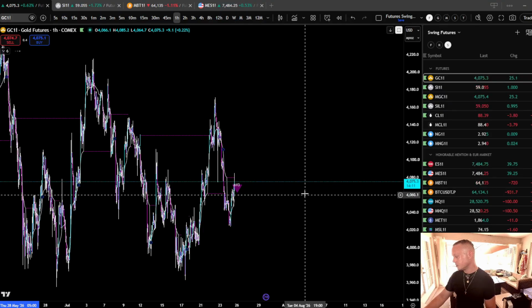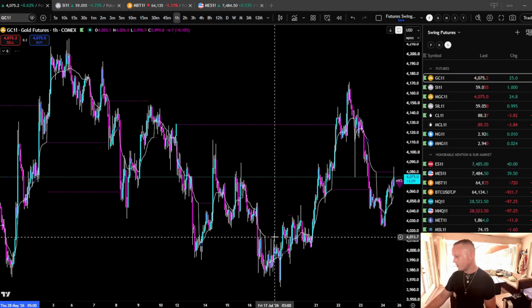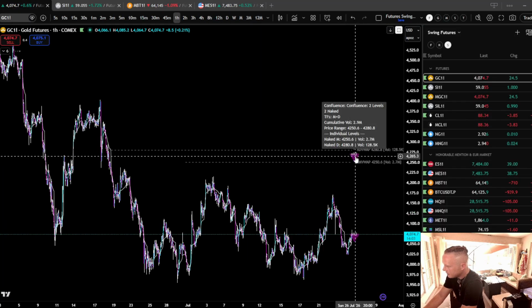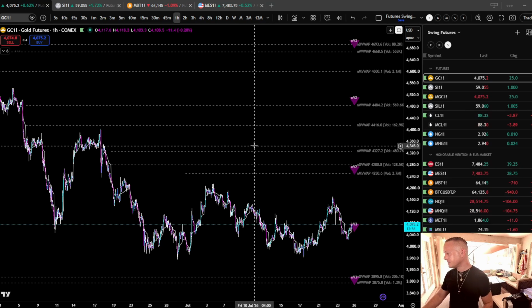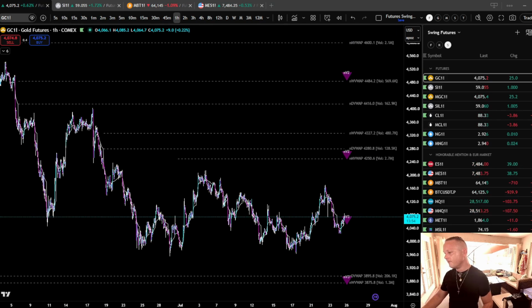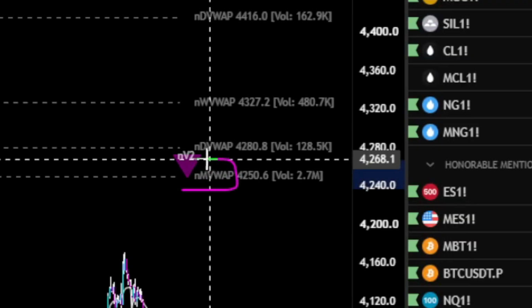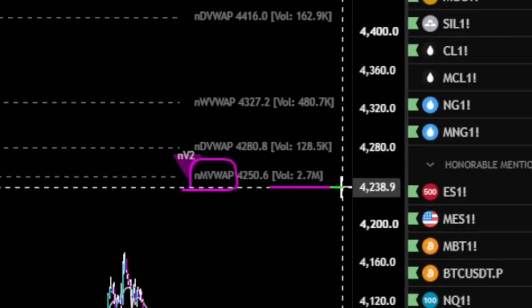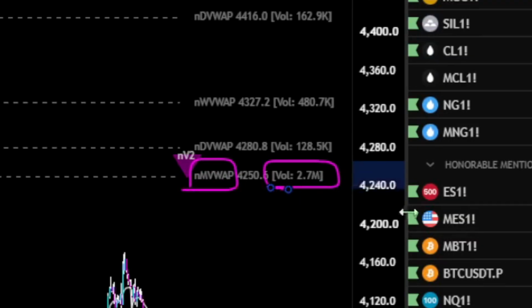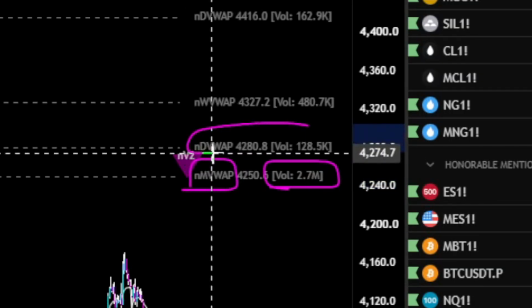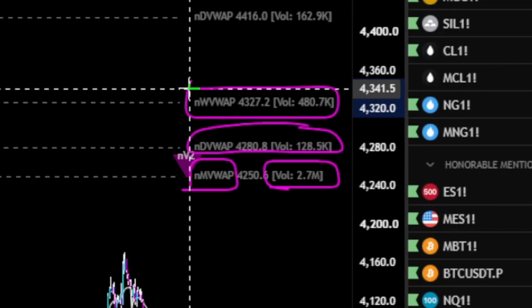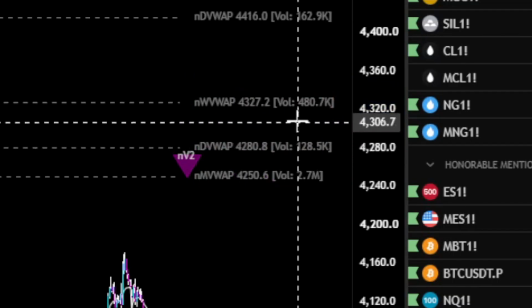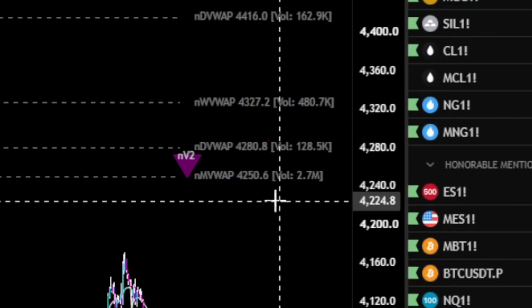But in any case, I'm gonna show you what else comes with this indicator. When you're looking at these levels and trying to figure out which ones are gonna hold up the best, the key is to figure out the volume. So on this naked monthly VWAP right here, guess what the volume was? 2.7 million contracts. This naked daily VWAP, there was 128,000 contracts. This naked weekly VWAP, 481,000 contracts. All three of these levels are gonna be really hard to get through.